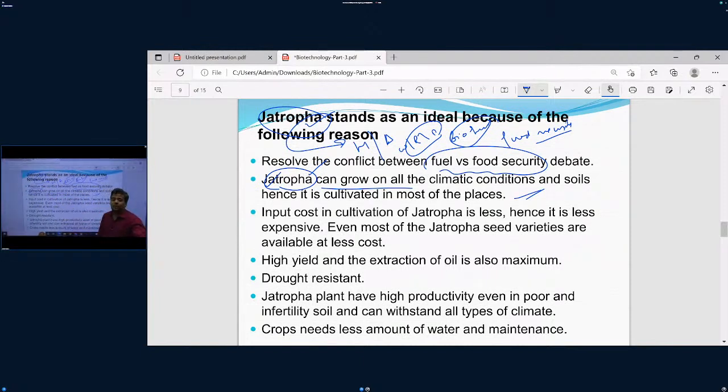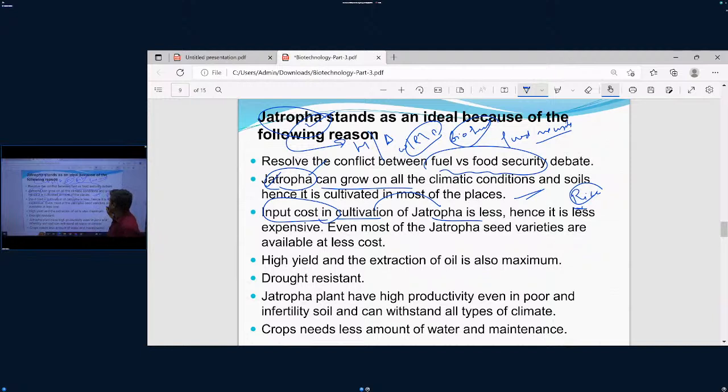Even these crops do not require water. As you know, for example, rice requires a large amount of water. But these crops do not require a large amount of water. That's why these are very effective. As a result, when that much water is not needed, we do not have to take a lot of care. It means that the input cost for the cultivation of this crop is less, hence it is less expensive.